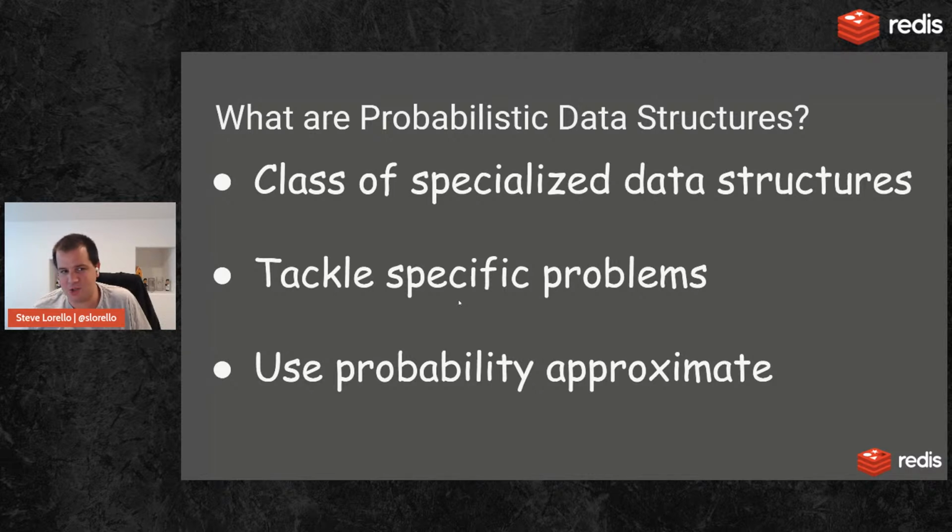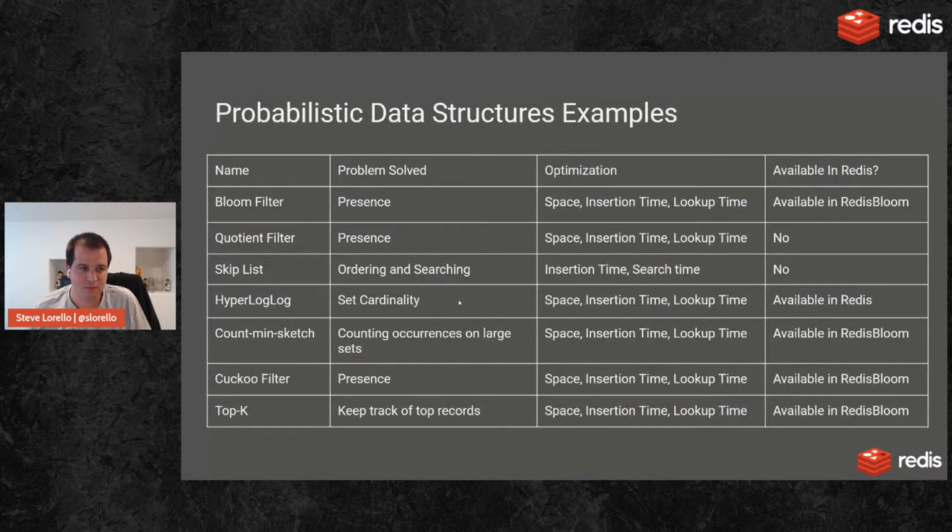So first, let's answer the question: what is a probabilistic data structure? A probabilistic data structure is a class of specialized data structures that tackle very specific problems. The key feature of all of them is that instead of using brute force to solve the problems exactly, they use some clever accounting tricks and some probability to approximate answers. They solve all sorts of problems. Bloom filters, quotient filters, and Cuckoo filters essentially solve presence problems, set membership. Skip lists solve ordering and searching problems. HyperLogLog solves cardinality problems. Top-K is a bunch of Top-K algorithms, and the Countmin Sketch solves counting problems.